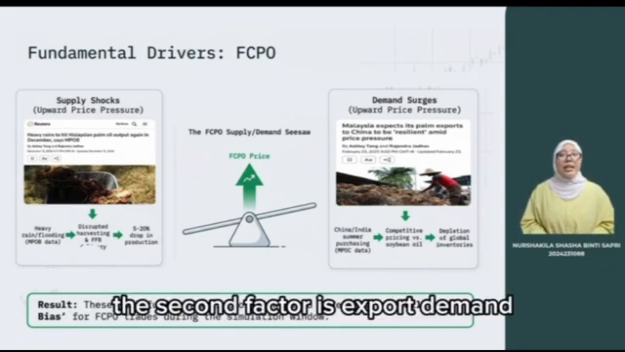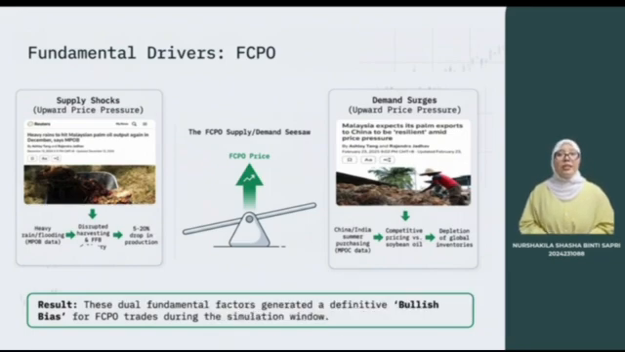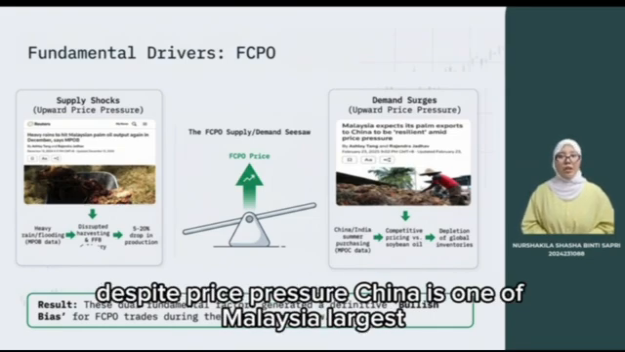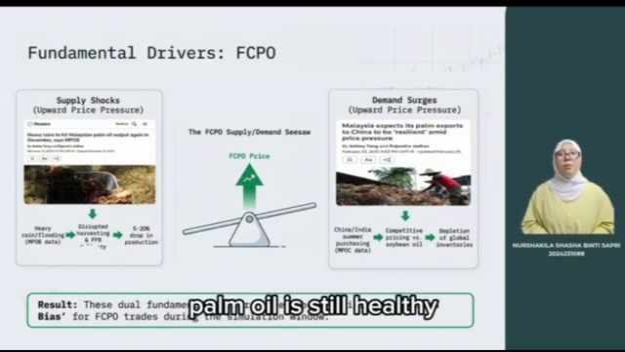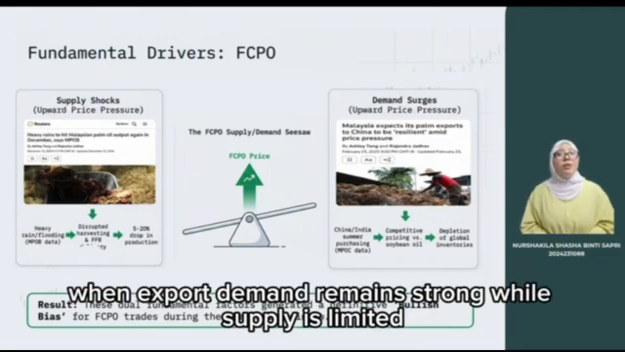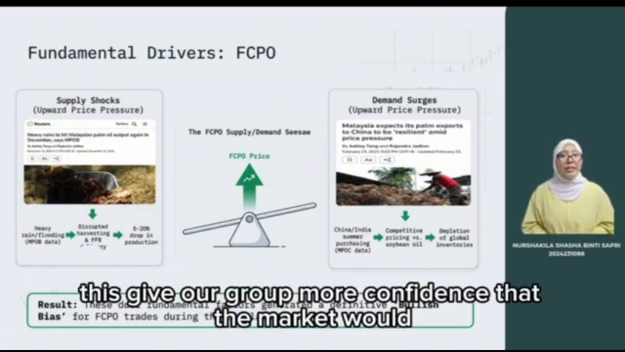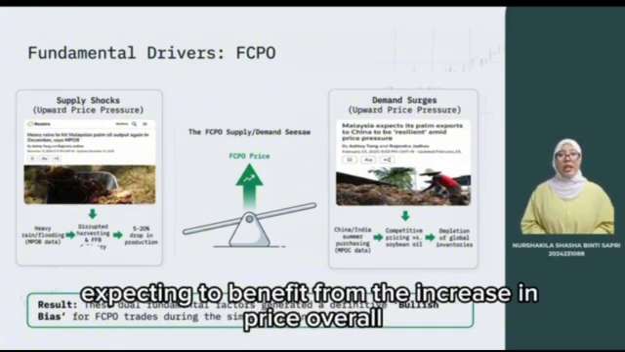The second factor is export demand. According to the second Reuters article, Malaysia expected its palm oil export to China to remain resilient despite price pressure. China is one of Malaysia's largest importers of palm oil, so strong export demand shows that demand for Malaysian palm oil is still healthy. When export demand remains strong while supply is limited, it creates positive support for FCPO prices. This gives our group more confidence that the market will continue to move upward. Therefore, we maintain our long position, expecting to benefit from the increase in price.